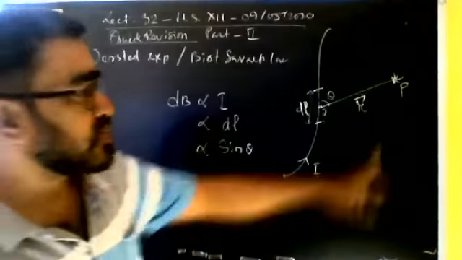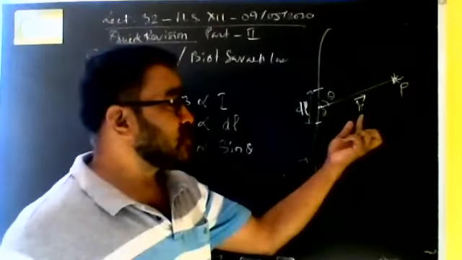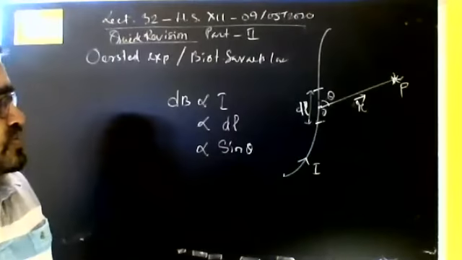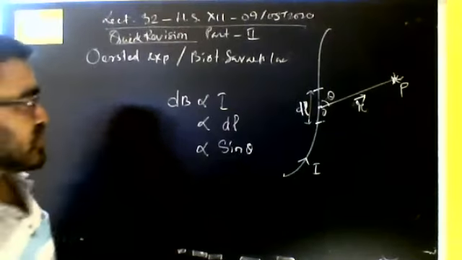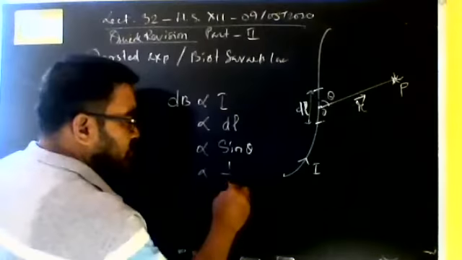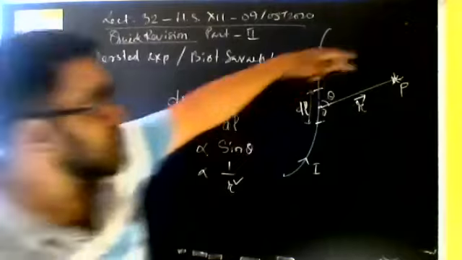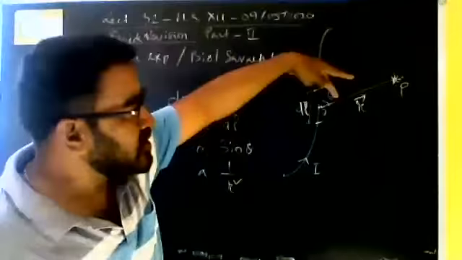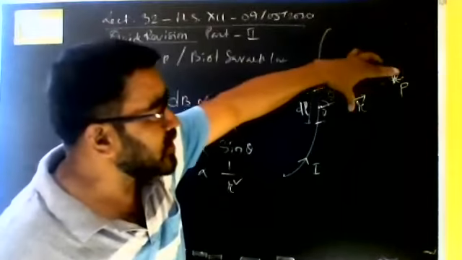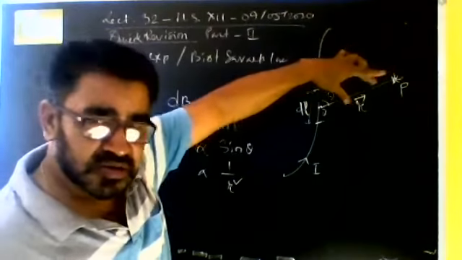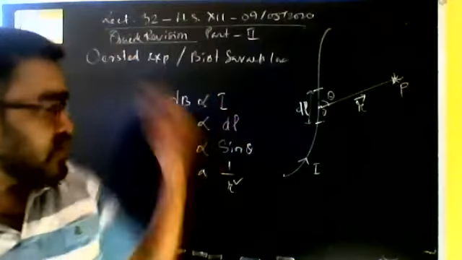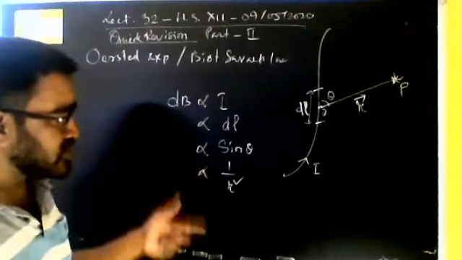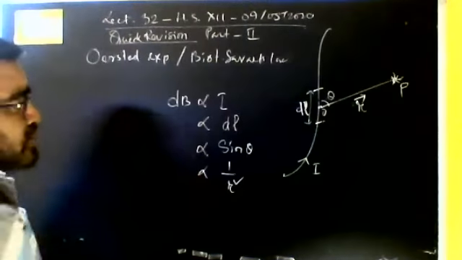The distance from O to P is R, and the magnetic field depends on this. How does it depend? It is inversely proportional. The farther you take the point, the more the magnetic field keeps decreasing, and the closer you bring it, the more the magnetic field increases. So when distance increases the magnetic field decreases, and when distance decreases the magnetic field increases, so that is inversely proportional, but with R squared. If you combine all these things, then you can easily remember the Biot-Savart's law.